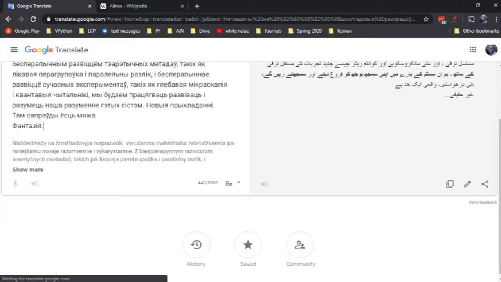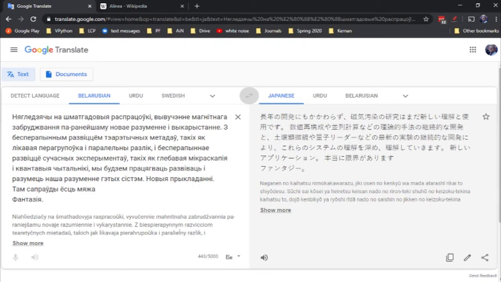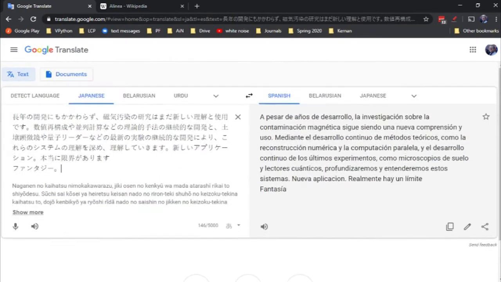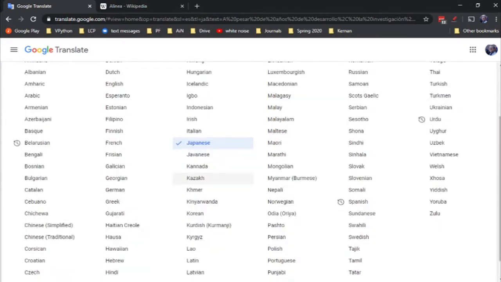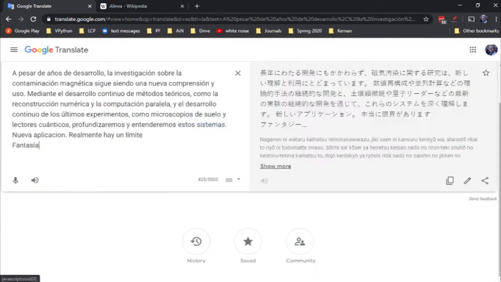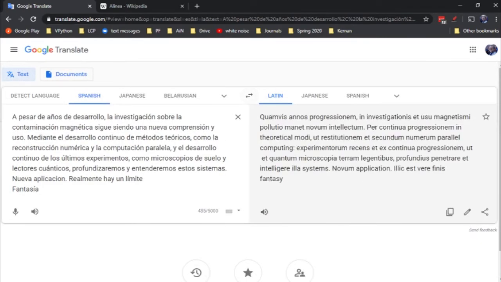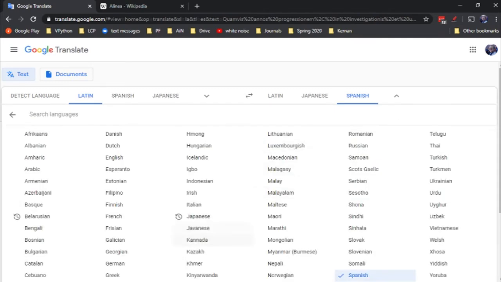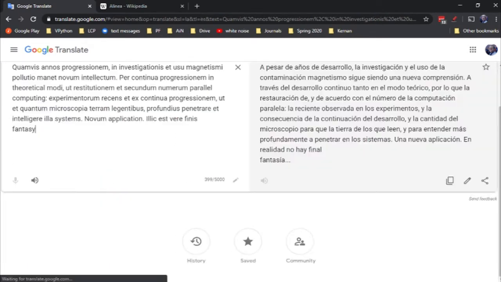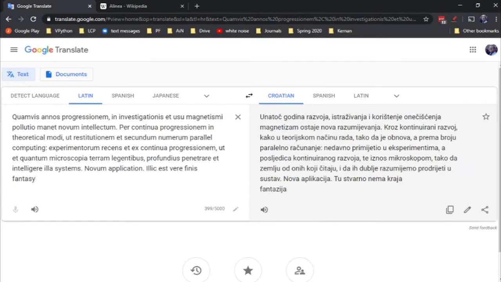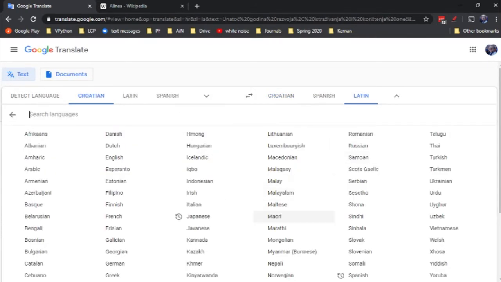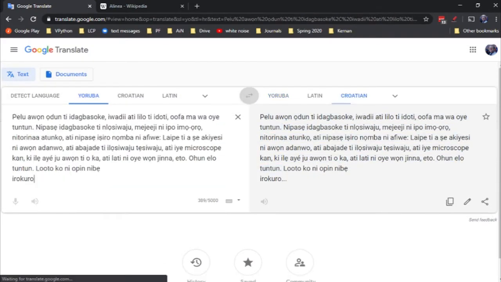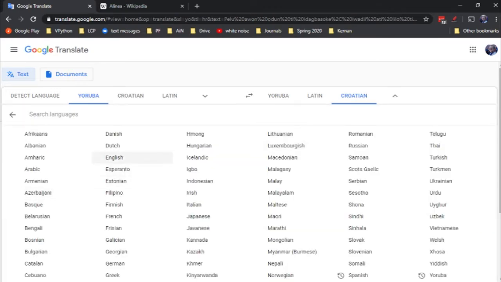Oh, let's go Japanese. Haven't done Japanese yet. Switch that. Let's grab Espanol. Switch that. Well, let's go Latin. Yes, Latin. Go. And then we'll go to Croatian. And one more. Always got to use Yoruba. Alright. Now this is getting shorter again. Yoruba, back to English. Okay.